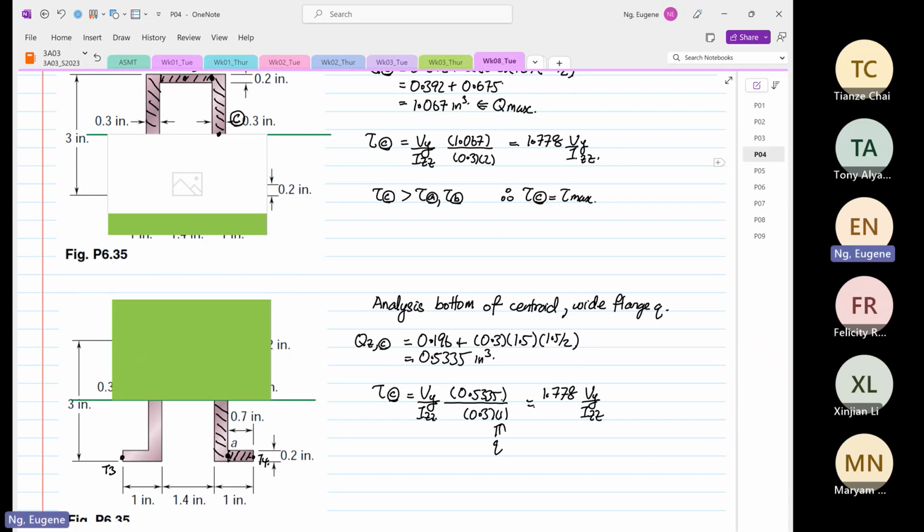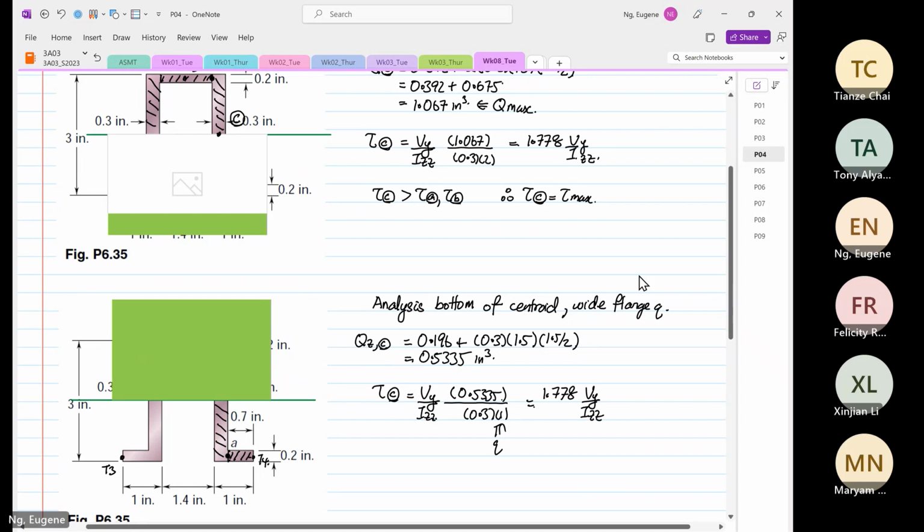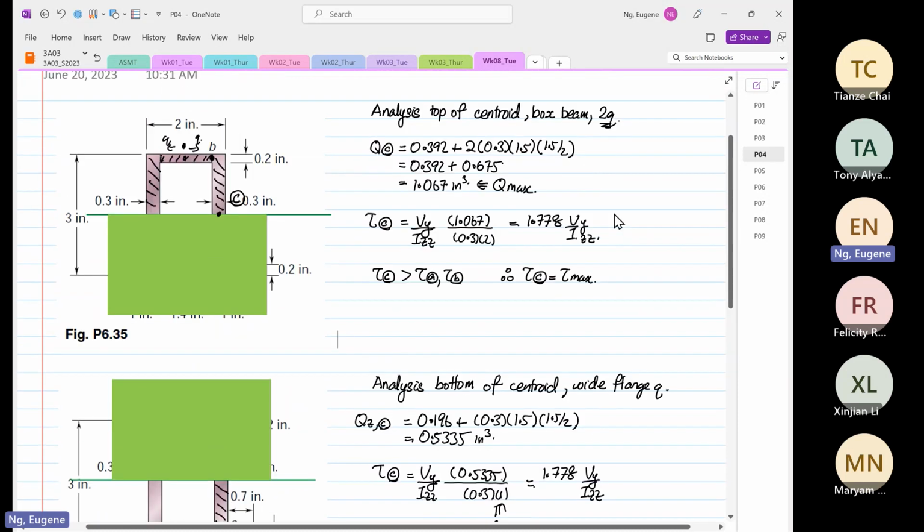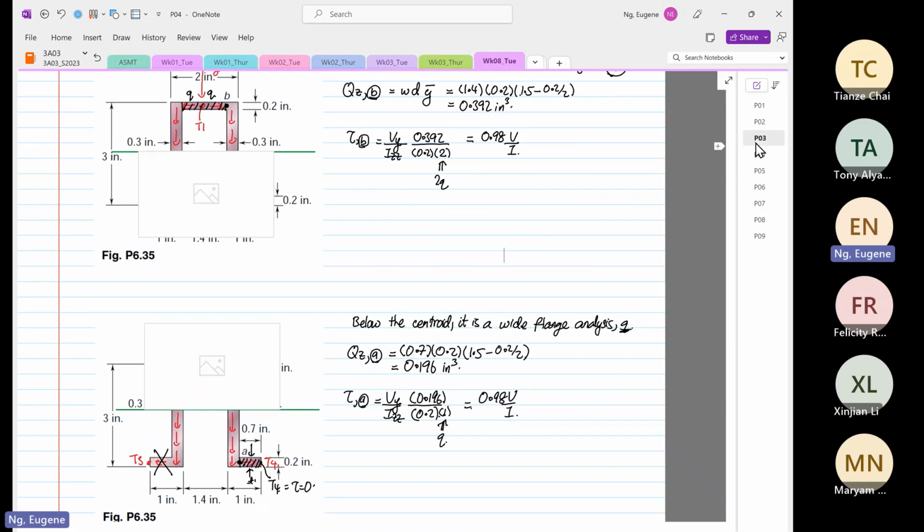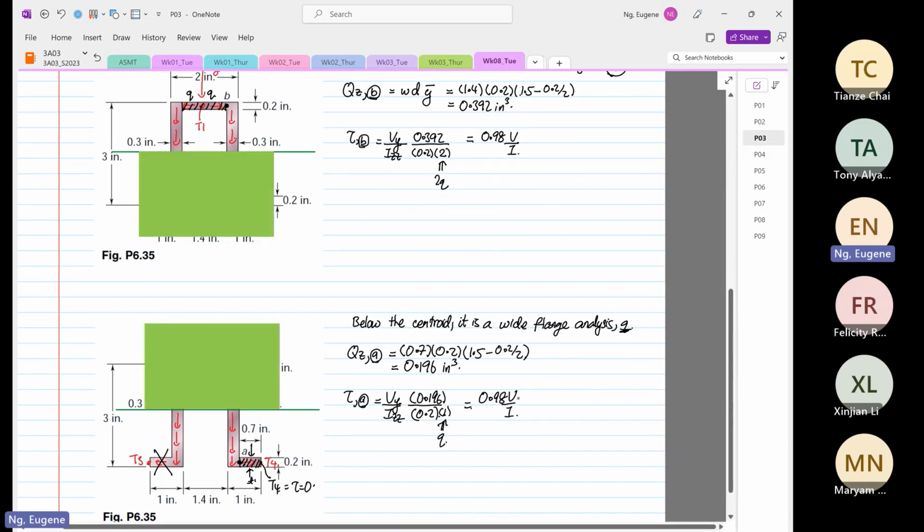So we realize that tau max, whether you do it from the top or from the bottom, the answer will be the same. You decide which one you should use. For this case, I don't think it makes a lot of difference. Let me fill this up first.